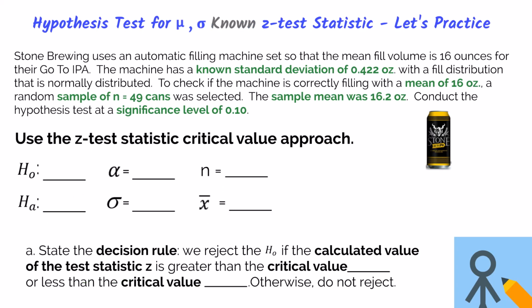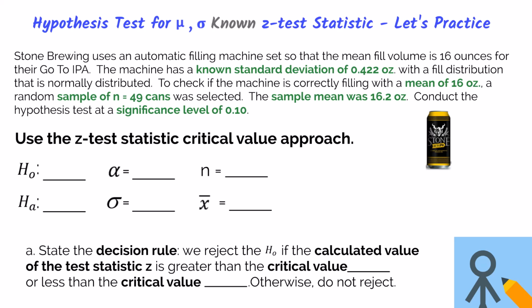So Stone Brewing uses an automatic filling machine set so that the mean fill volume is 16 ounces for their go-to IPA machine. The machine has a known standard deviation of 0.422 ounces with a fill distribution that is normally distributed. To check if the machine is correctly filling with a mean of 16 ounces, a random sample of 49 cans was selected. The sample mean from these 49 cans was found to be 16.2 ounces. So conduct the hypothesis test at a significance level of 0.1.